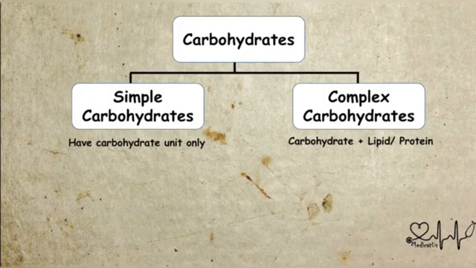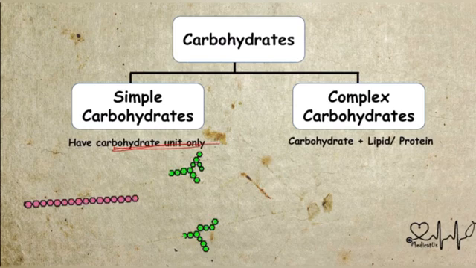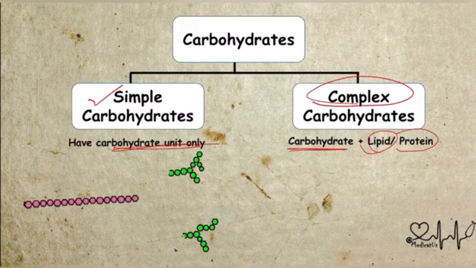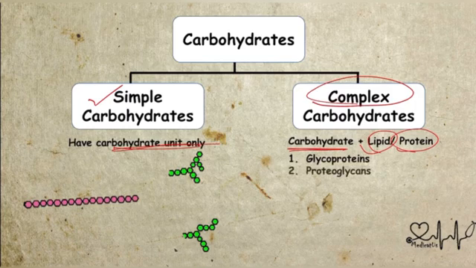In the previous video, we already discussed simple carbohydrates, which contain only carbohydrate units, and can be branched or unbranched. Now in this video, using our knowledge about simple carbohydrates, we will be discussing complex carbohydrates. These complex carbohydrates contain carbohydrate units but with attachment of lipid or protein. If it is attached with protein, then it is called glycoprotein and proteoglycan. And if it is attached with lipid, then it is called glycolipid.